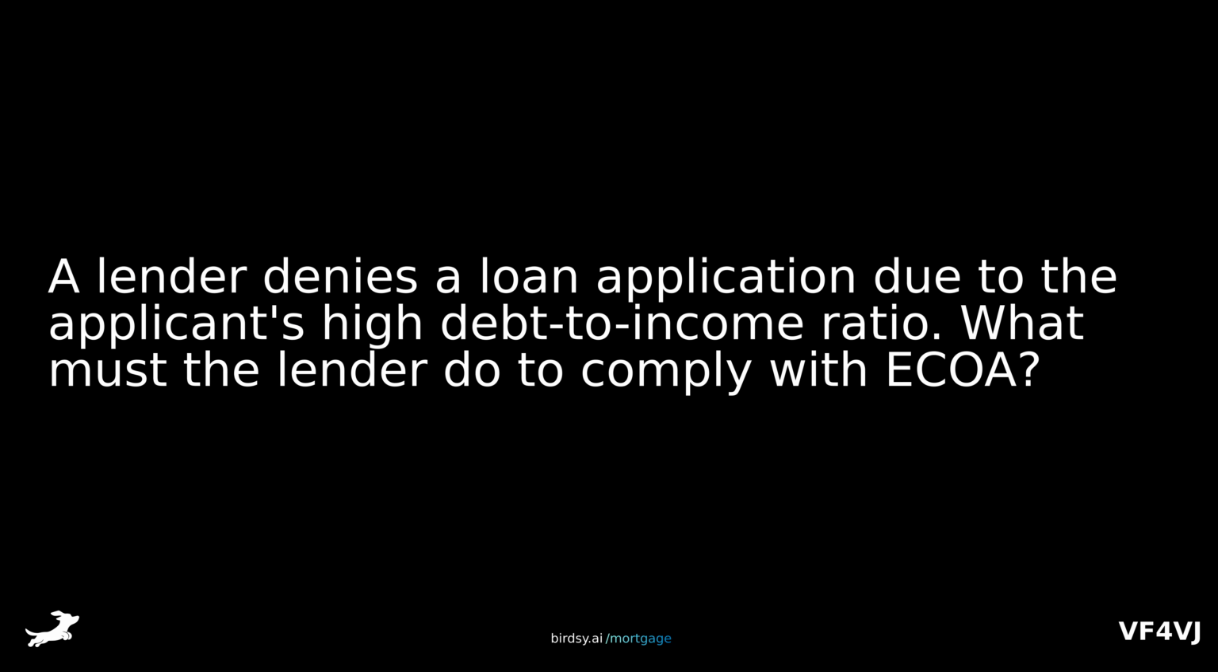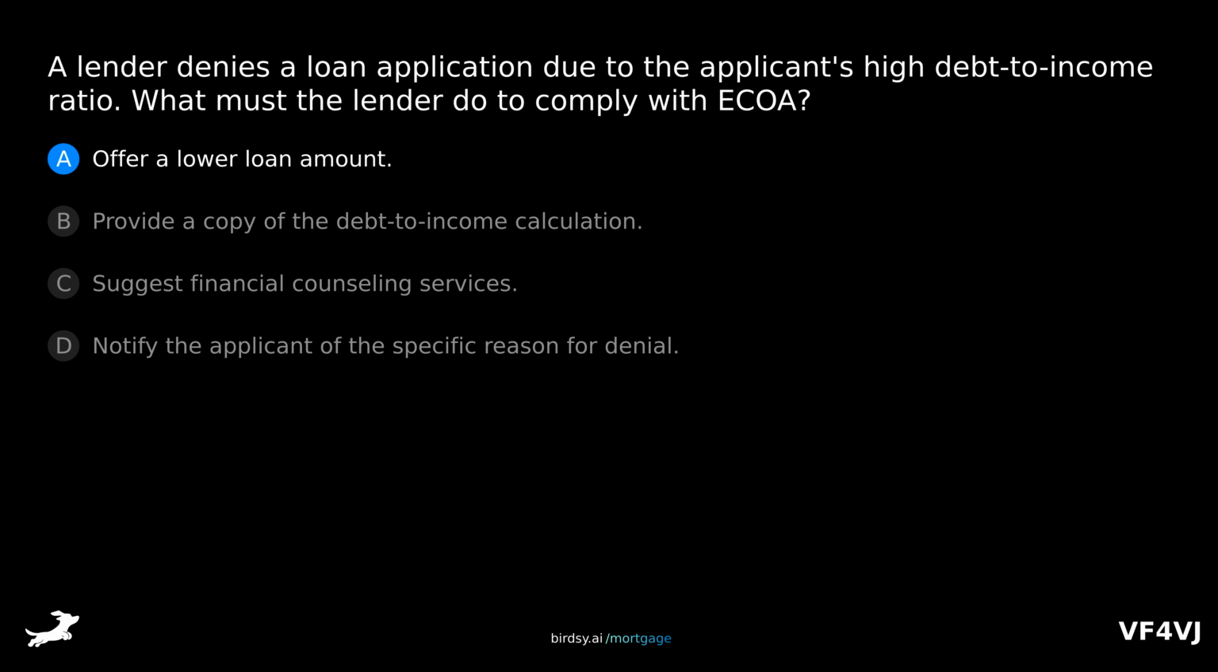A lender denies a loan application due to the applicant's high debt-to-income ratio. What must the lender do to comply with ECOA? Is it A, offer a lower loan amount, B, provide a copy of the debt-to-income calculation, C, suggest financial counseling services, or D, notify the applicant of the specific reason for denial?